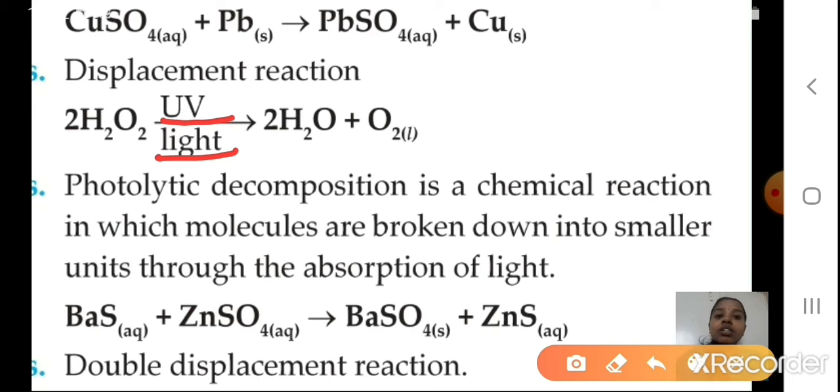Next you have BaS plus ZnSO4 gives you BaSO4 plus ZnS. Here it is a double displacement reaction. Why, students? Because a precipitate of BaSO4 is formed. Students, did you understand these reactions? I can ask you a reaction like this and give you the options, and from that you have to click the correct answer.